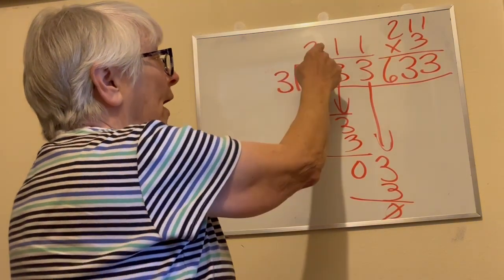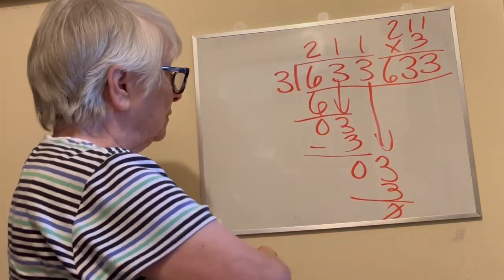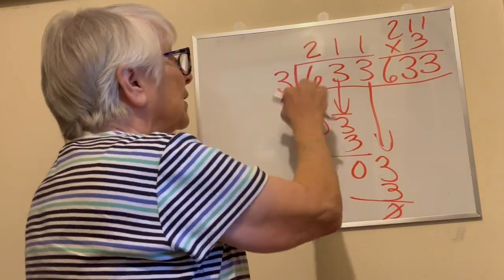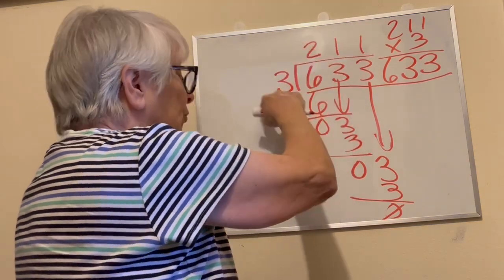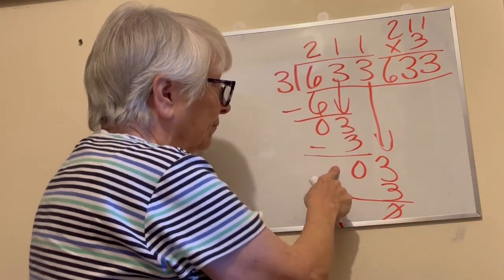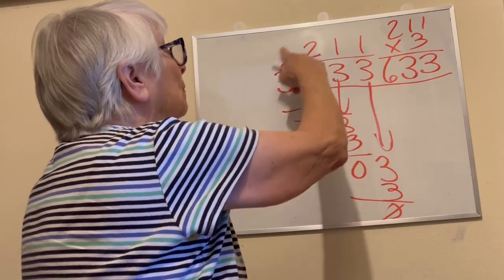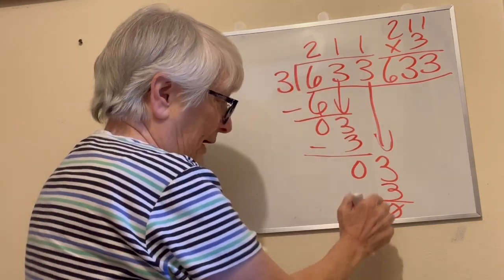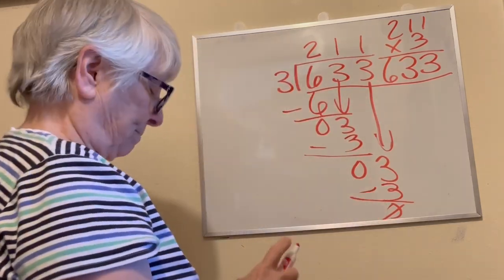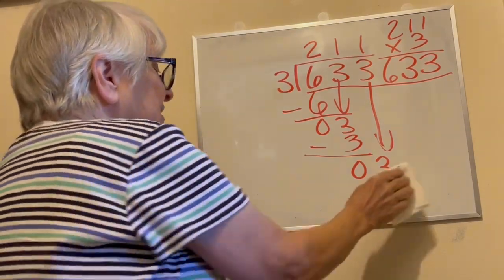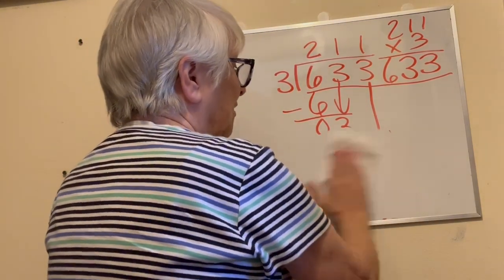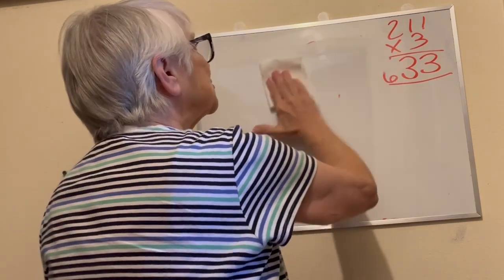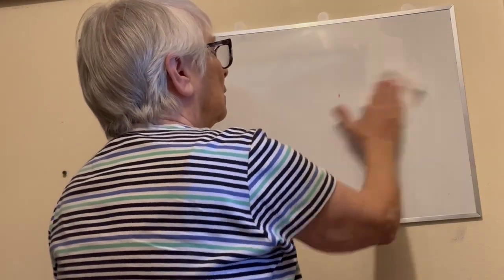So you divide, multiply, subtract. Divide, multiply, subtract. Divide, multiply, subtract. Okay? Now that was an easy one. This one will be just a little smidge more difficult.